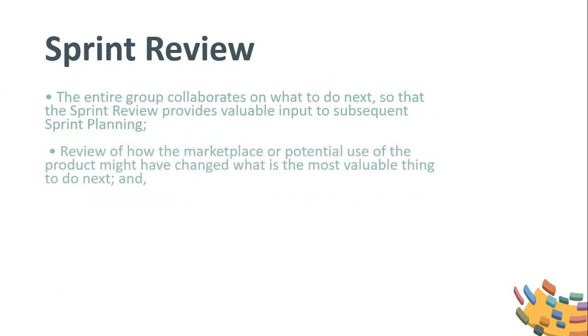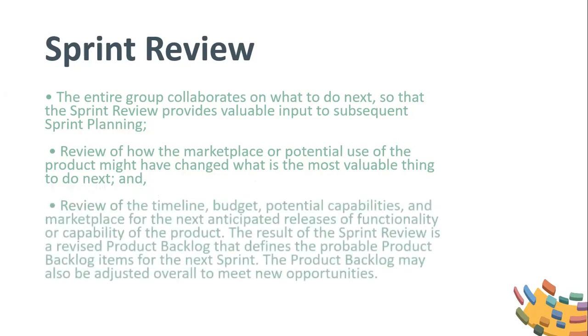Review of how the marketplace or potential use of the product might have changed, what is most valuable to do next, and a review of the timeline, budget, potential capabilities, and marketplace for the next anticipated releases of functionality or capability of the product. The result of the sprint review is a revised product backlog that defines the probable product backlog items for the next sprint. The product backlog may also be adjusted overall to meet new opportunities.